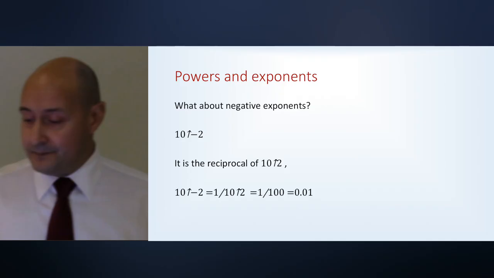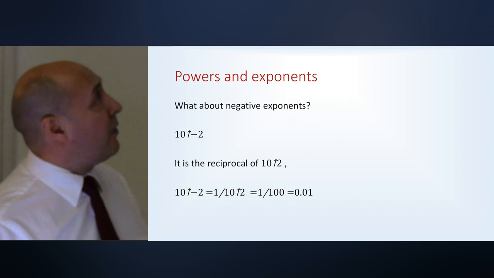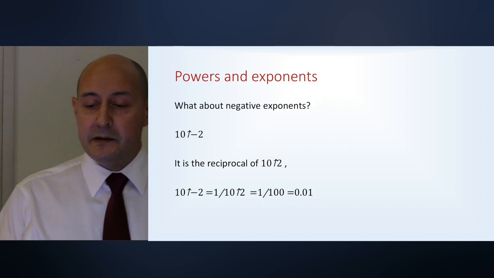Finally, let's just take a look at what are negative exponents, like this one over here. 10 with exponent negative 2, what does it mean? Well, that's just the reciprocal of 10 with exponent 2, all right? So this is the explanation. So that means that it's 1 over 10 with exponent 2, which is 1 over 100, which is just 0.01, right? And that's all. That's all about powers and exponents that you have to understand for tonight, okay?